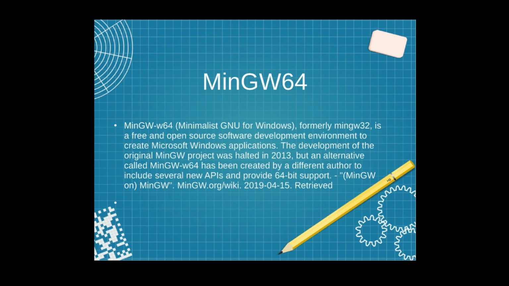MinGW-w64, formerly known as MinGW32, is a free and open source software development environment to create Microsoft Windows applications. The development of the original MinGW project was halted in 2013, but an alternative, which we will use, called MinGW-w64, has been created by a different author to include several new APIs and provide 64-bit support. This was taken from Wikipedia. This is a very accurate description of MinGW-w64.